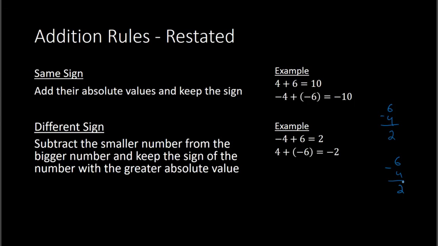Now to determine the sign, if it's positive 2 or negative 2, I look at the 4 and the 6, and see which one has a bigger absolute value. Well, 6 is bigger than 4, so I would look at the sign with the 6, and that would be the sign of my answer. So the 6 was negative, so my answer would be a negative 2.